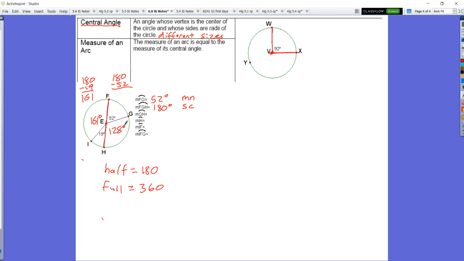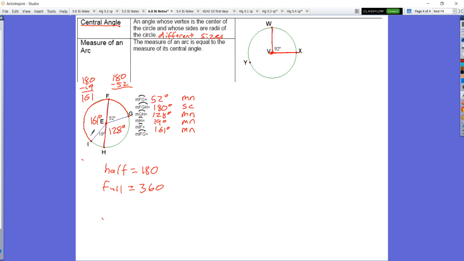Next, we got GH, 128 degrees. It only has 2 letters. It's less than a semicircle, so minor arc. Then we have arc IH, which is this one here, 19 degrees. Another minor arc. We have arc IF, which goes from here to here, and we've calculated that as 161 degrees. That one is also a minor arc. It's less than 180. And then our last arc is IFG, so starting from here and going all the way around to G.